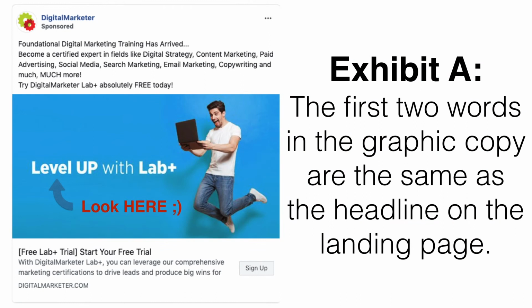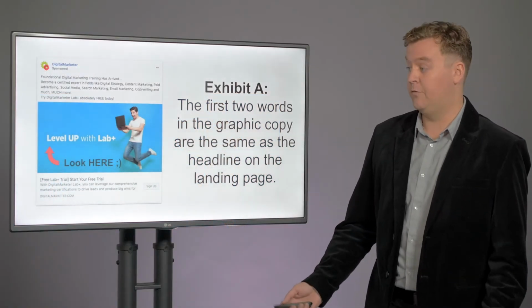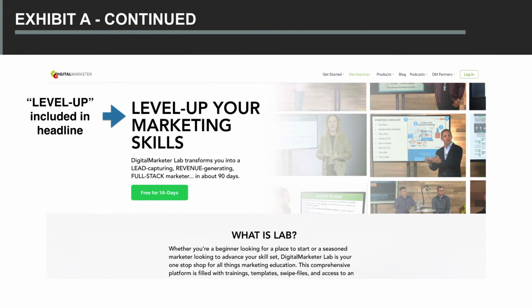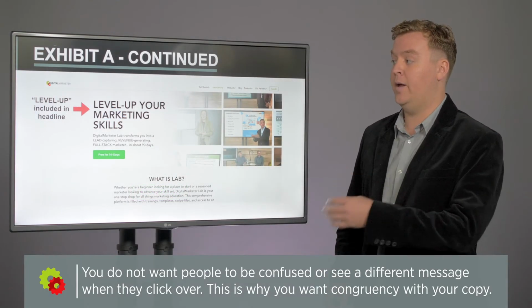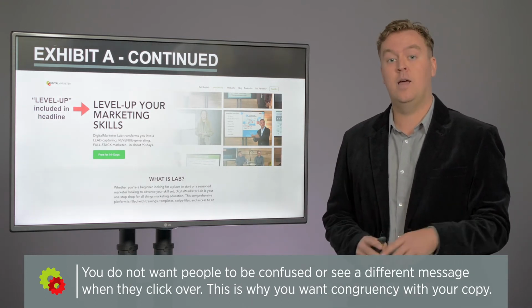Exhibit A. This is an ad from Digital Marketer, and I'm going to go straight into it. We don't have to read the ad copy in the description up here. I'm going to go straight to the image. "Level up with Lab Plus." If you'll remember, the landing page that we're going to is Digital Marketer Lab. What were those first two words? "Level up your marketing skills." What this does is you're clicking over from an ad with "level up" as the principal call to action and verb. You're clicking over to a page, and that's the first thing you're seeing on this page. So you know there's congruent messaging going on, that the person who clicked the ad and is clicking over to a page knows that they're in the right place.